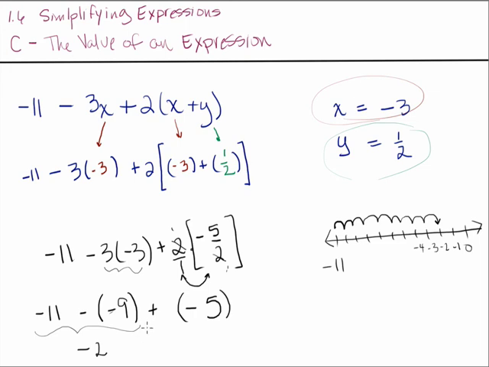Negative 2 plus negative 5 means negative 2 minus 5. Negative 2 minus 5 is negative 7. I'll do some more examples with more than one variable when I do the worked examples for this section.